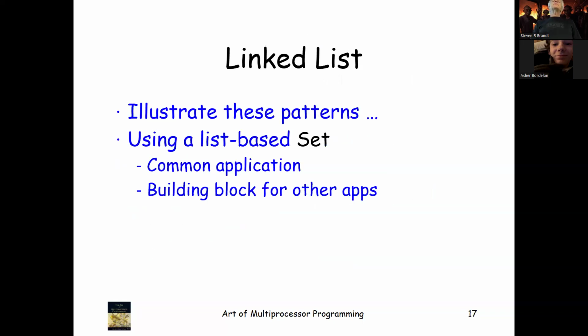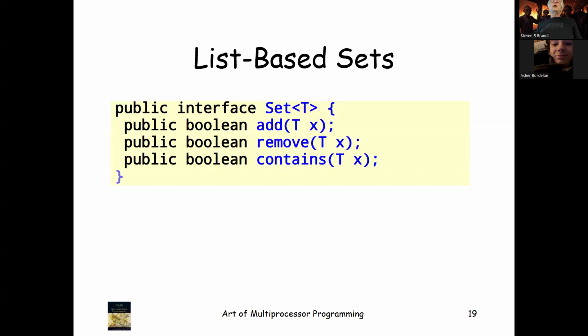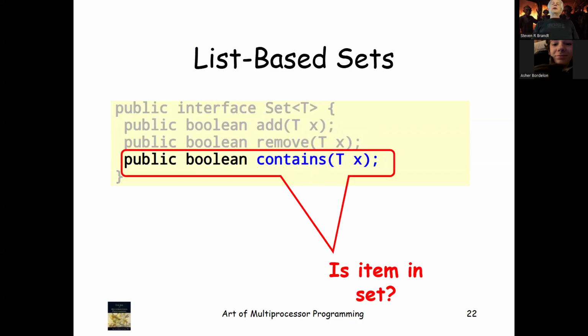All right. The way we're going to illustrate these patterns is we're going to use a linked list as an implementation for a set. The set is going to have three methods on its interface: add, remove, and contains. Add will put something into the set, remove will take it out, and contains will see if it is in the set. In Java, that looks like this. They all have a Boolean return value. So that's the add, the remove, and the contains.